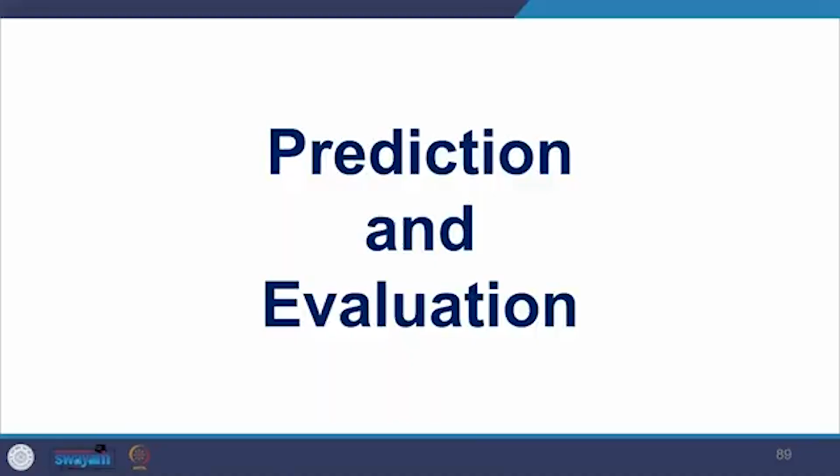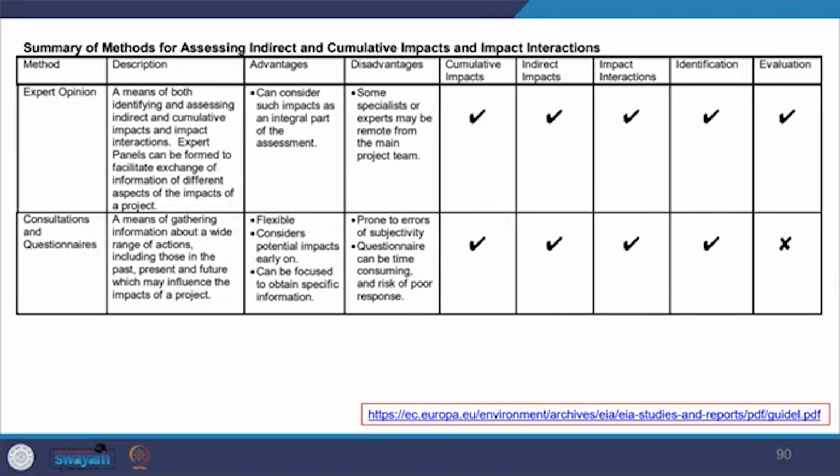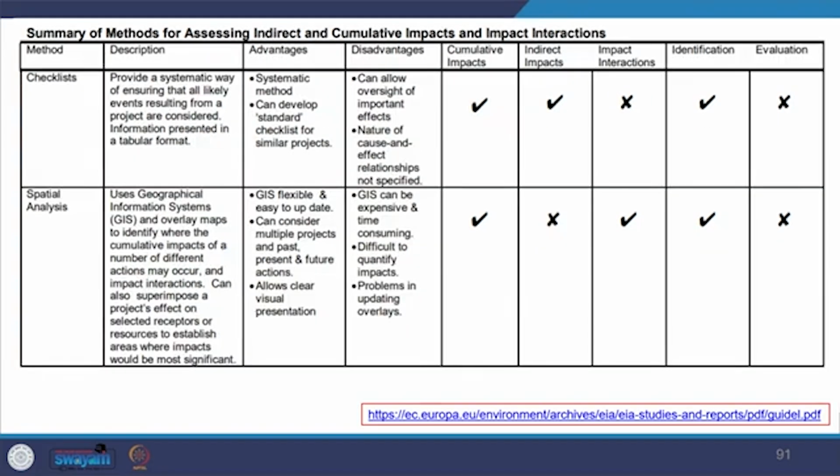Further, moving on to prediction and evaluation. There are certain methods for assessing indirect and cumulative impact and impact interaction. This I've taken from the guidelines for the assessment from the European Commission. You can see the methods involved are expert opinion, where you take inputs from the expert, and then there are certain advantages and disadvantages of all these methods, but I'm not going to get into that. Then you have consultation and questionnaire methods also, which allow you to be really flexible and consider potential impact very early in the stage. Then you have checklist methods and spatial analysis, where you can use GIS.